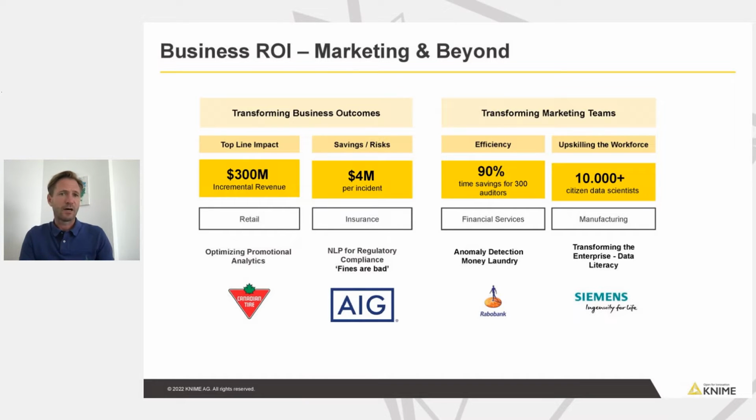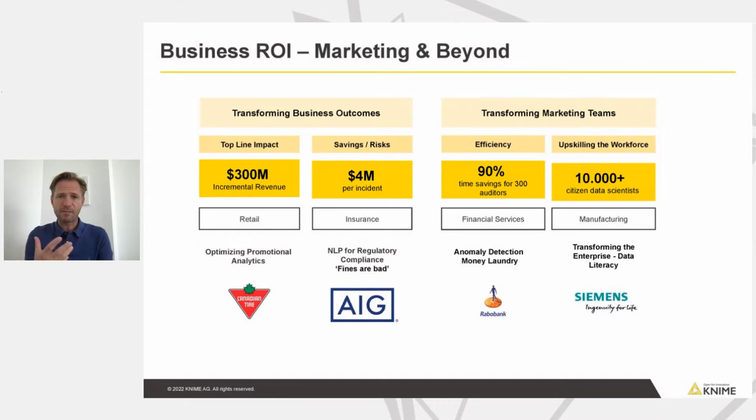It should have, on the one hand side, a business outcome: top line or some savings. And we have some examples where we see that retailers, for example, are using Knime to optimize their promotional analytics so that they really have top line impact in millions, or savings as at AIG, an insurance company that needs to be compliant. For every incident, they sometimes need to pay up to 4 million. So if you can learn earlier about fines or non-compliance, you can at least work on that.